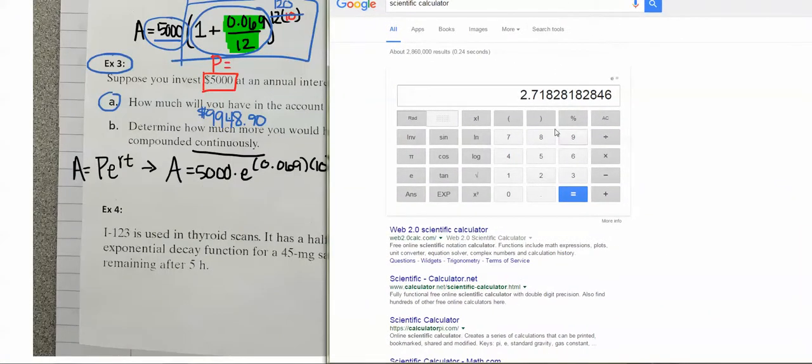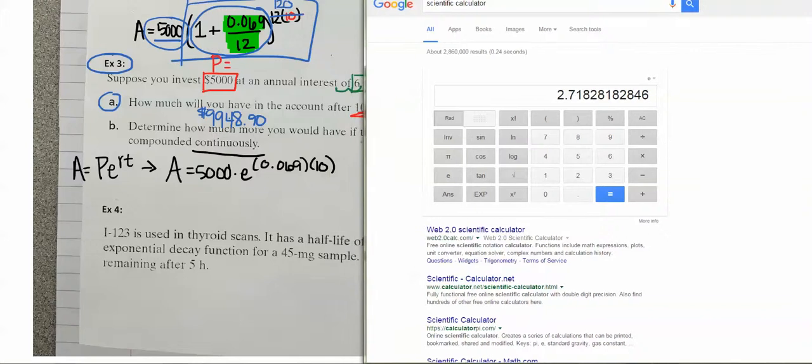First thing I'm going to do is calculate 0.069 times 10, which is really just moving the decimal place over since we're multiplying by 10, right? 0.069 times 10 is actually 0.69. Now I'm going to take e to that number. So there's e. I'm going to take e to the 0.69 power. It gives me that. And then I'm going to multiply that times the 5,000.